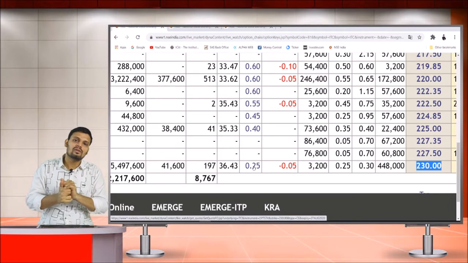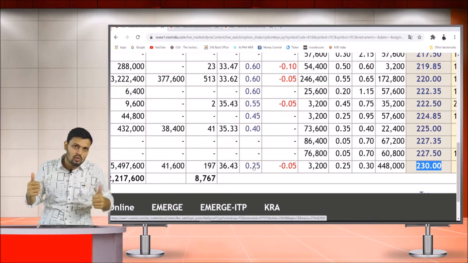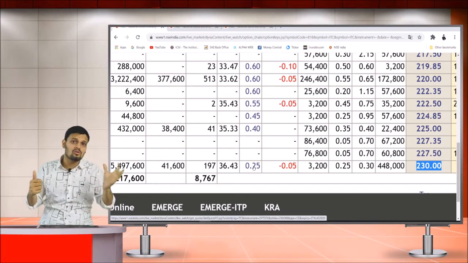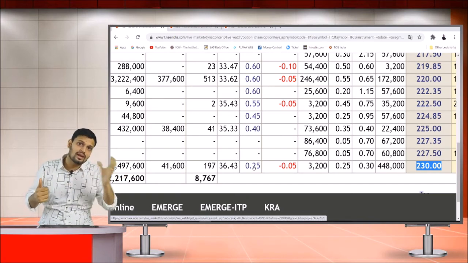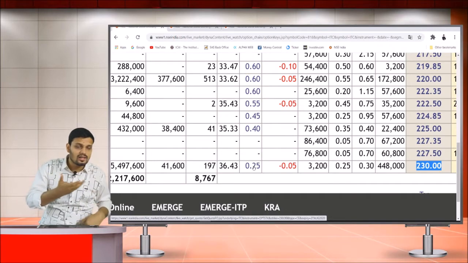Let me try to explain with the help of a practical example. You are 70 years old. You want to get a mediclaim from an insurance company. Will the insurance company charge a high premium or a low premium from you? Obviously, a high premium.